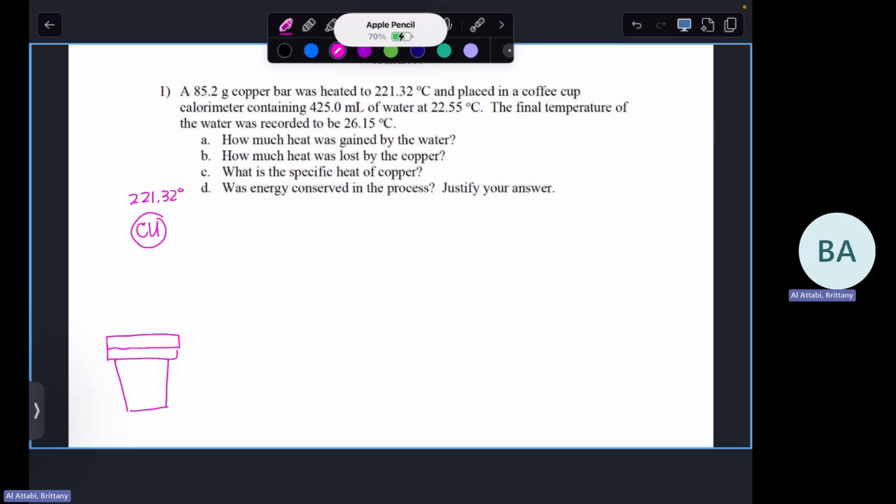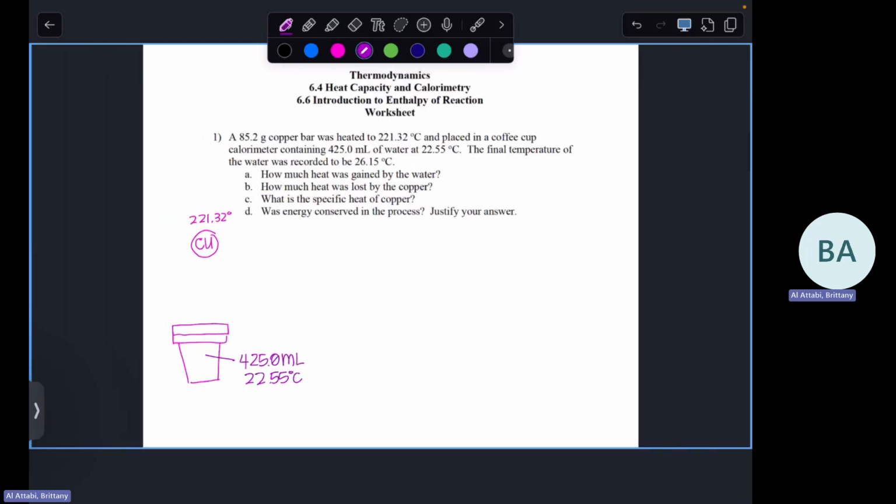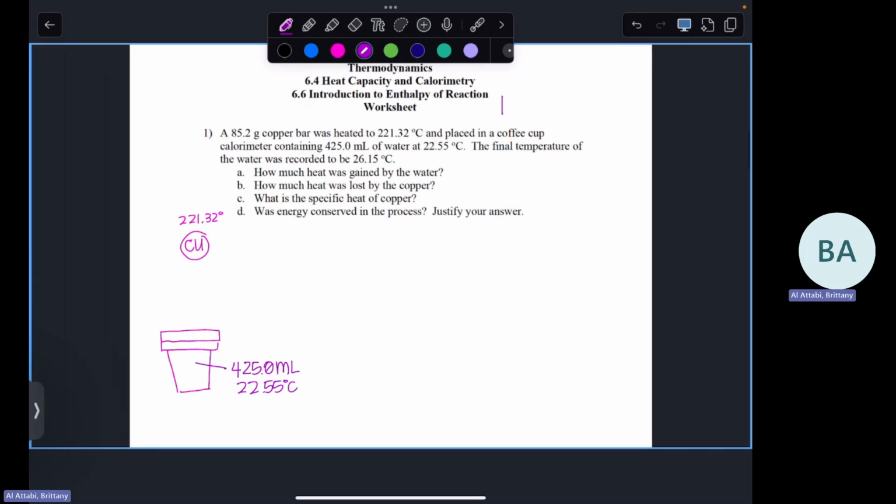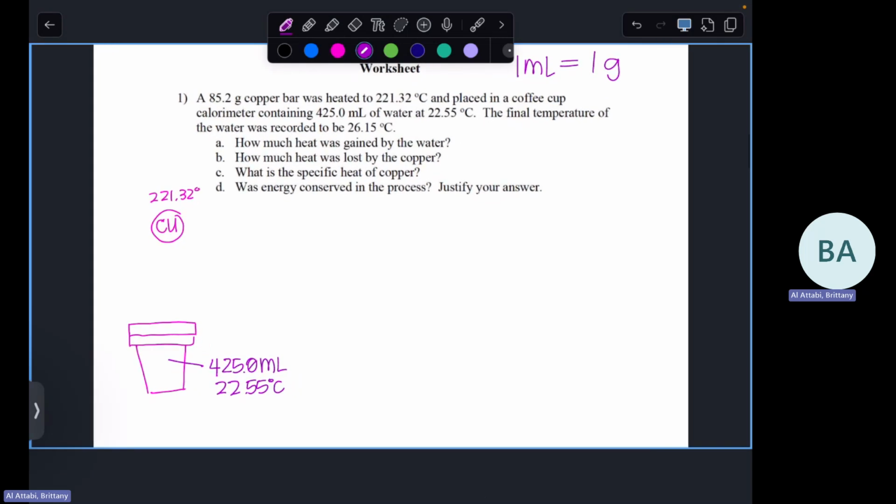So in the coffee cup calorimeter, we know that we have 425.0 milliliters of water, and it starts off at 22.55 degrees Celsius. Water's density, if you don't know this already, I need you to go ahead and put it in your brain that 1 milliliter of water is 1 gram of water. That is important because the assumption is that you know this in order to be able to calculate this. So when you see 425 milliliters, just go ahead and think 425 grams.